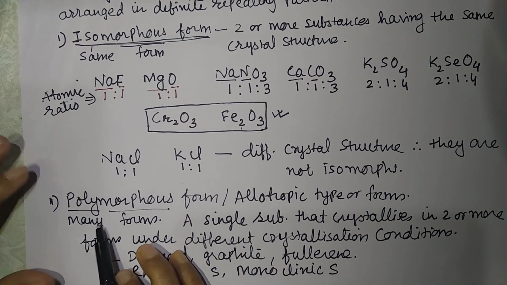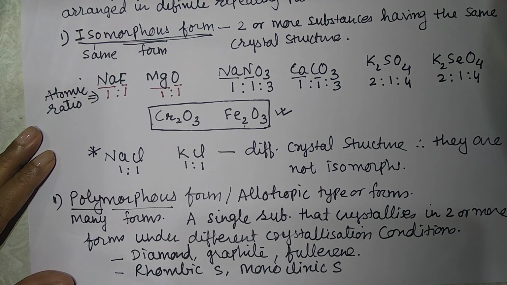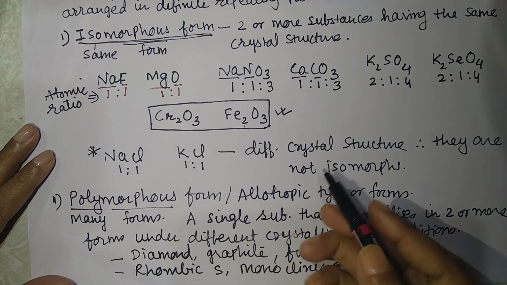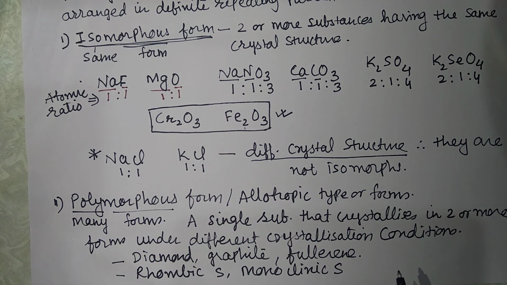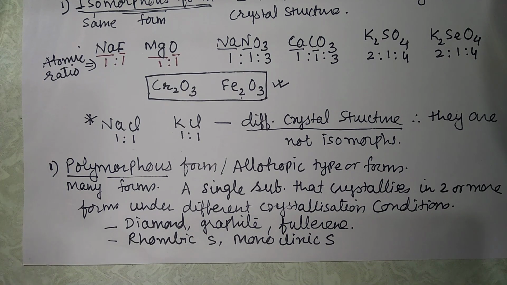Next, it is not necessary that if the atomic ratios are the same, they must be isomorphic. The example we have seen is NaCl and KCl, because they have different crystal structures, so we don't call them isomorphs. The next form is the polymorphous form, or allotropic forms. They are very similar to allotropes, that is, substances that have two or more forms because the crystallization conditions are different.